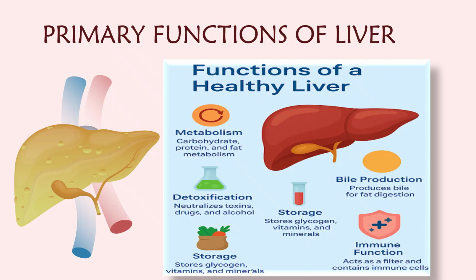Before that, we must know what the primary functions of the liver are. Always remember the liver is the highest metabolic organ of our body. There is a lot of metabolism going on inside, which includes carbohydrate, protein, and fat metabolism. Detoxification is its second primary function. It detoxifies toxins, drugs, and alcohol. It is a primary storage for glycogen, vitamins, and minerals, and it has bile production. It produces bile for digestion of fat, and it also acts as a filter because it contains immune cells, so it has immunological functions as well.